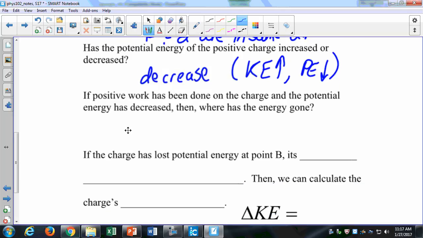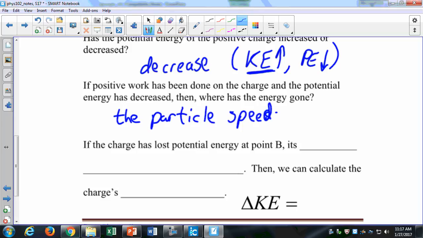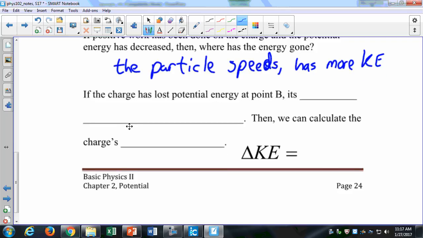So where has the energy gone? I've done positive work, and the potential energy has decreased. I said it right here. The particle speeds up. It has more kinetic energy. And that's sort of the crux of this, that as I have charges move in an electric field, you can change their kinetic energy. And you can change it very predictably. You can move them however you want to move them. So if the charge has lost potential energy at point B, its kinetic energy must have increased.